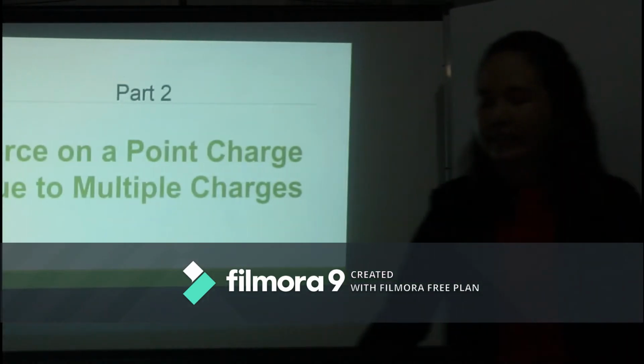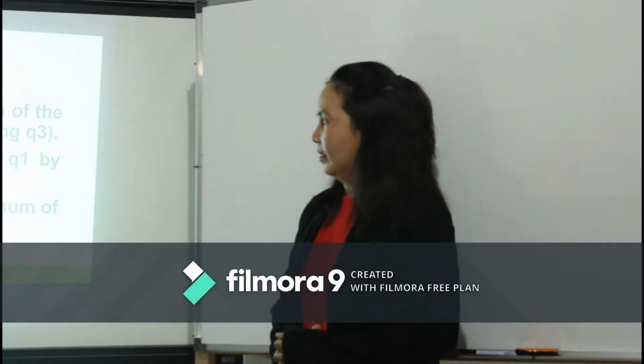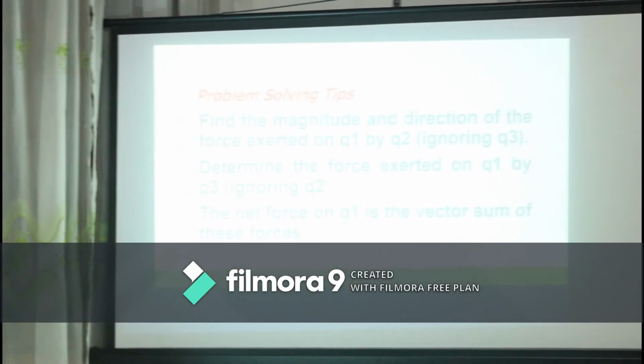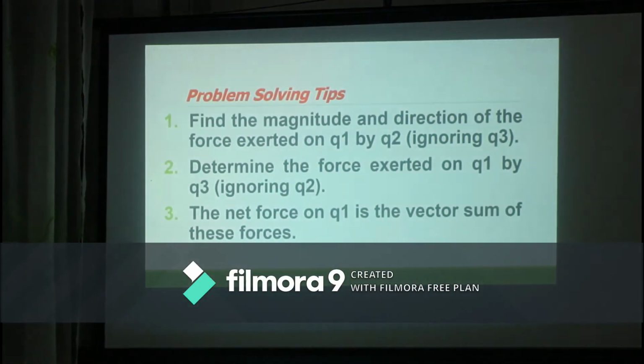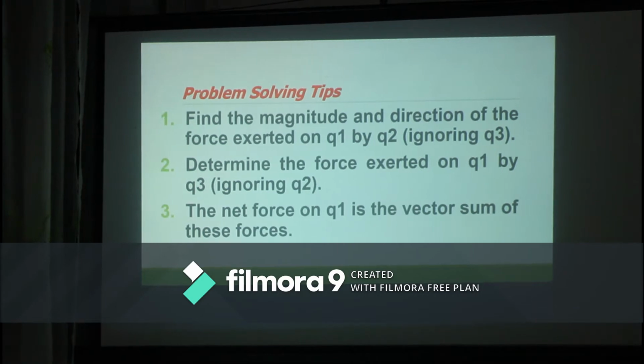Now, in dealing with this kind of problem, you are given these problem-solving tips. Number 1, we have first to find the magnitude and direction of the force exerted on charge 1 by charge 2, ignoring charge number 3. For number 2, we have to determine the force exerted on charge 1 by charge 3, ignoring charge number 2. In number 3, the net force on charge 1 is the vector sum of these forces.